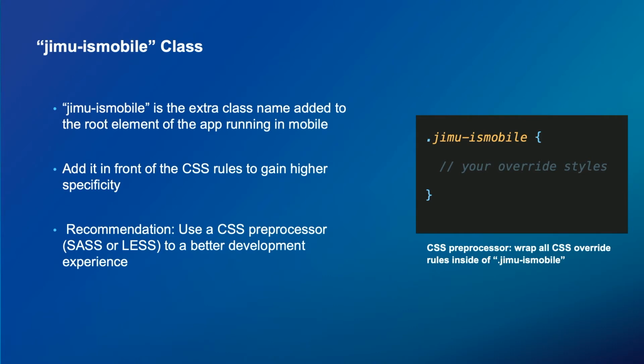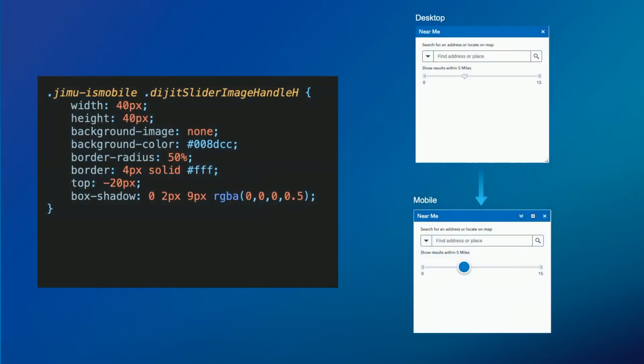Since we need to add the class name in front of every style that we want to override, I personally recommend you use one of the CSS preprocessors, such as Sass or Less, when writing those styles. So you only need to add the class name once and wrap everything within that wrapper. Okay. All right.